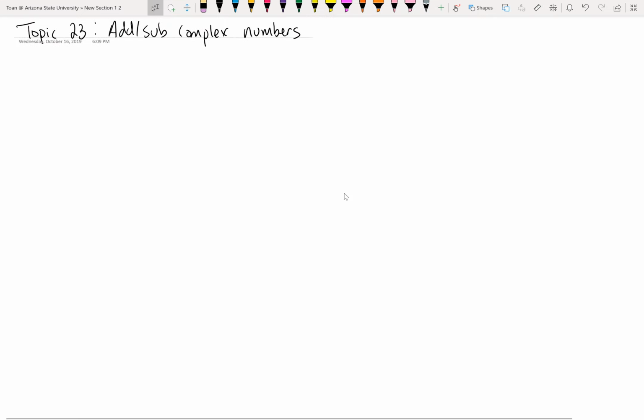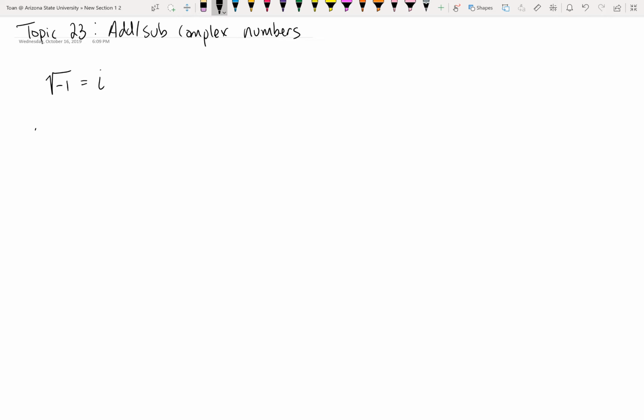Topic 23 is all about adding and subtracting complex numbers. So what is a complex number? Recall from topic 22 that we said in math, whenever you take a square root of a negative 1, that produces a new unit, which we call the imaginary unit i. So it's just a completely different new system of numbers. Now, a complex number is a number that's made up of real parts and imaginary parts.